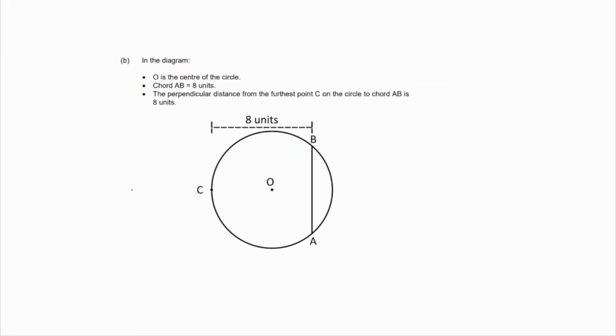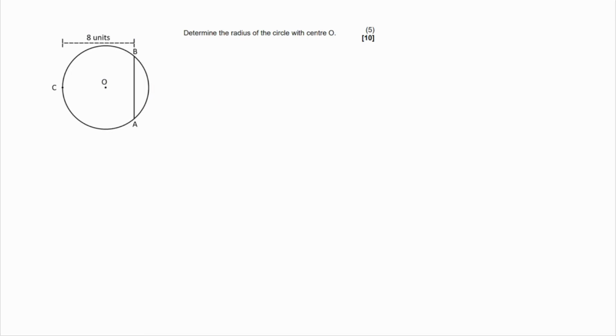Now for question B, they say in the diagram O is the center of the circle. Chord AB is 8 units, so this thing is 8 units. They say the perpendicular distance from the furthest point C on the circle to chord AB is 8 units. Do you see how they haven't given us much filled in here? There's not many lines. But let's check the question. They say determine the radius of the circle with center O.